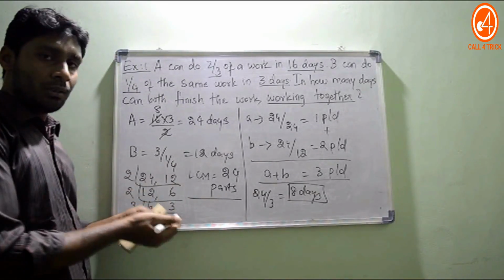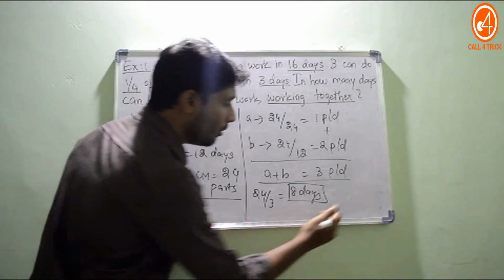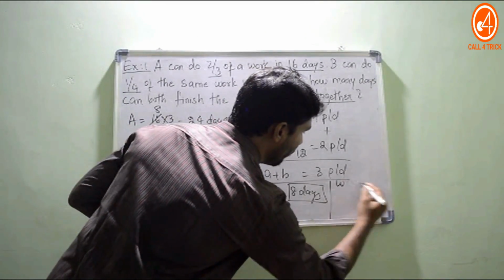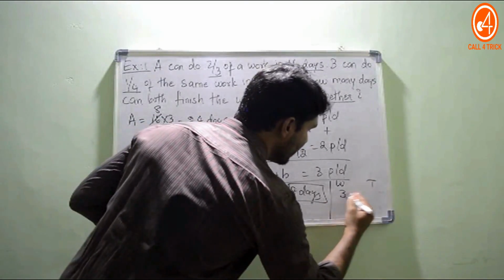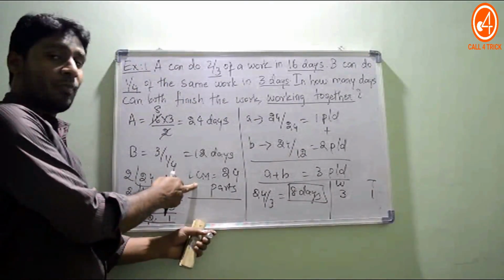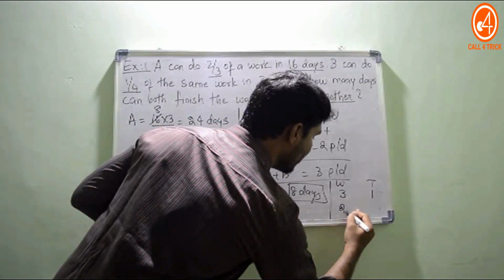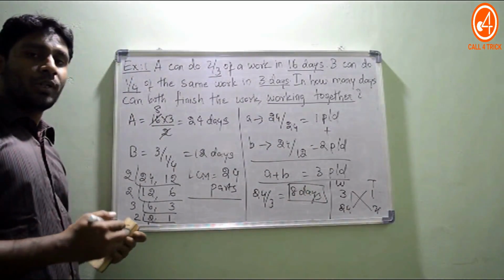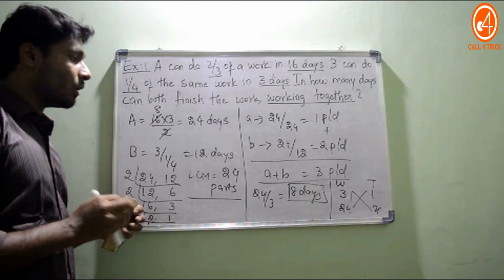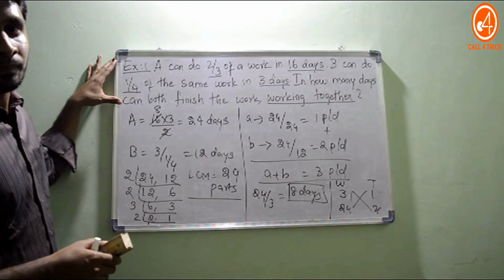This is one method. Or else, instead of doing this part alone, I can go for comparison, work and time. So my efficiency is 3 parts per day. So 3 parts in 1 day. 24 parts in how many days? So 24 parts in X days. So do cross, again X becomes 8 days. So here the answer is 8 days needed to complete the work if they work in this pattern.